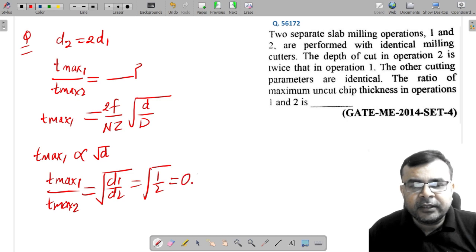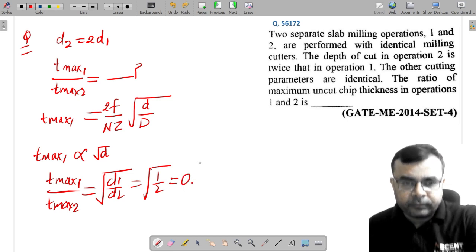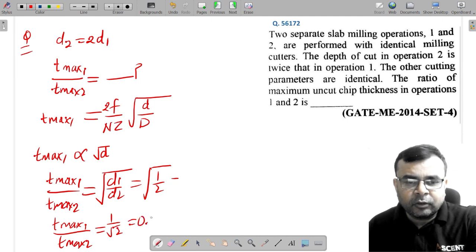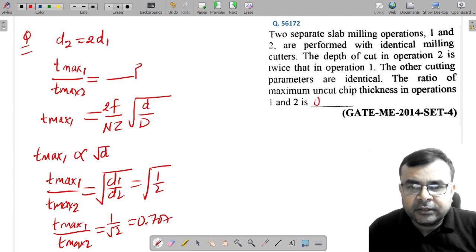So square root of d1 by d2 is nothing but 1 by 2 under the root. If you simplify this, we get T max 1 by T max 2 is nothing but 1 by root 2, or 0.707. Is that right? So the correct answer is 0.707.